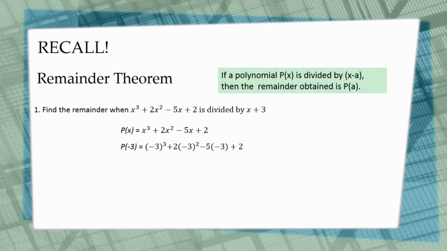So p of negative 3 equals negative 3 cubed plus 2 times negative 3 squared minus 5 times negative 3 plus 2. Then simplify. We have p of negative 3 equals negative 27 plus 2 times 9 plus 15 plus 2, which is negative 27 plus 18 plus 15 plus 2. So p of negative 3 equals 8. Therefore, the remainder equals 8.